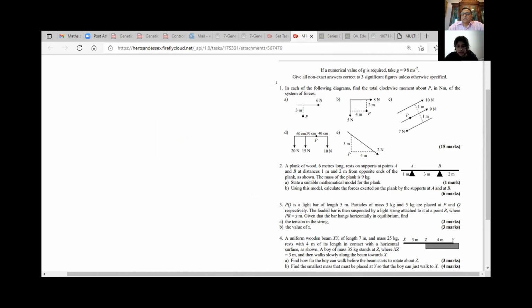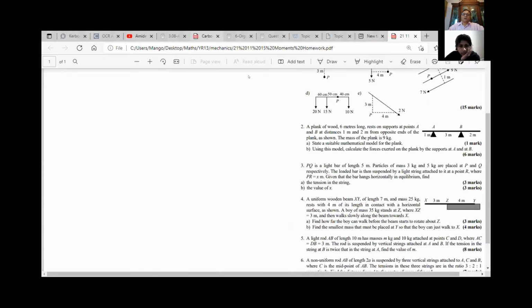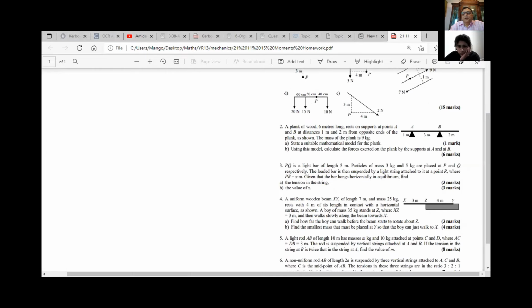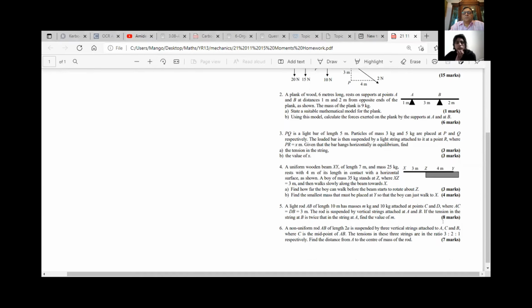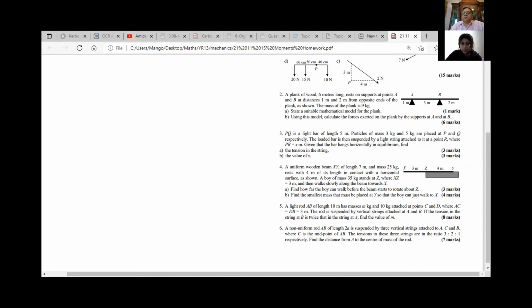All right. Let's take the next question. This size is okay, I can read. So question number 3 is: PQ is a light bar of length 5 meters. Particles of mass 3 and 5 kg are placed at P and Q, that means the two endpoints, respectively. The loaded bar is then suspended by a light string attached to it at the point R, where PR is x meters. Given that the bar hangs horizontally in equilibrium, find the tension in the string and the value of x. Correct? Okay.